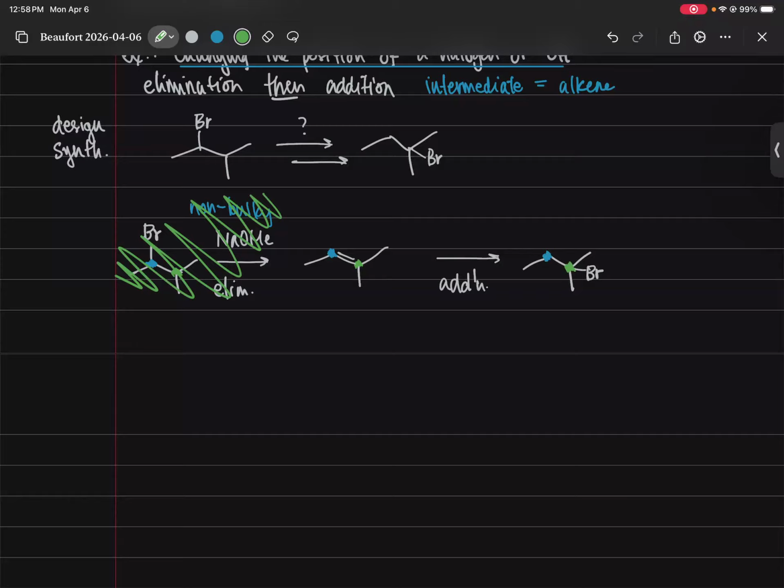So we have Markovnikov or anti-Markovnikov addition. Which one? Yeah, this is Markovnikov because it's going onto the green carbon, which is a more substituted carbon. Okay, so we're putting the cart in front of the horse here. I've said it's an addition reaction. What kind of addition reaction is it? We really need to be more specific than that. Is it a halogenation? It's a hydrohalogenation.